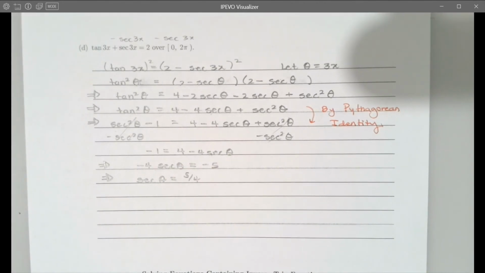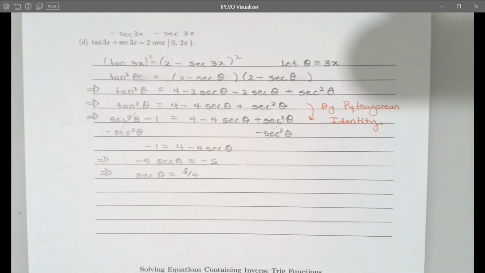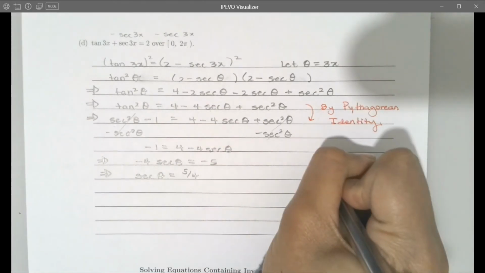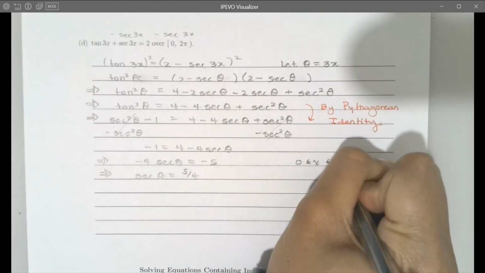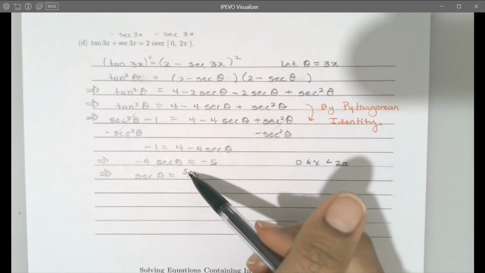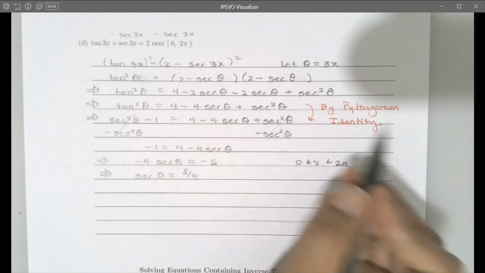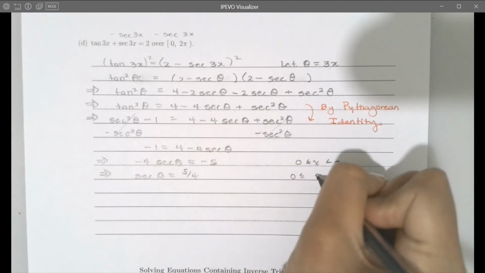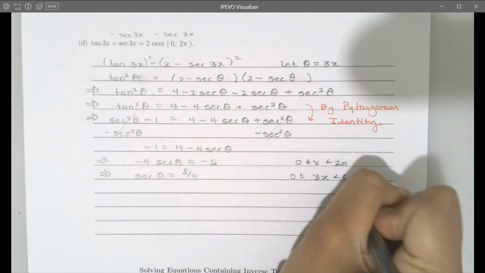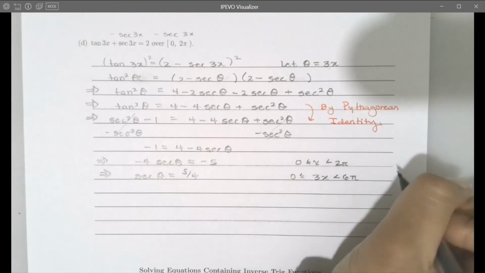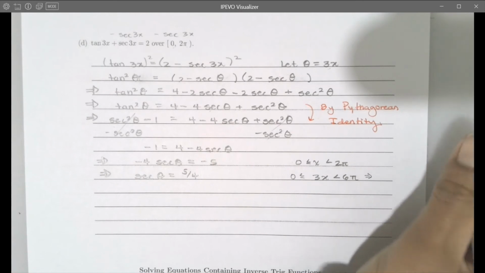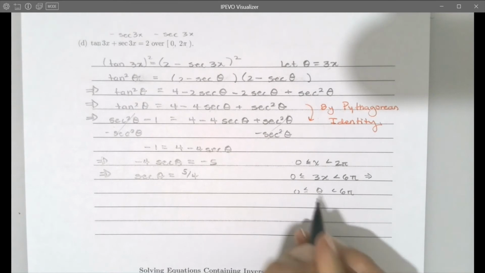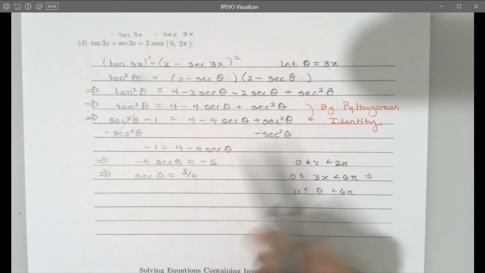Now, remember the range that we're working with. The original range was 0 to 2 pi for x, right? So x was between 0 and 2 pi. For theta, theta is representing 3x. So if we multiply all three parts of this by 3, we're going to get that 0 is less than or equal to 3x, which is less than 6 pi. Or in other words, we're looking for theta in the range of 0 to 6 pi. Okay, so all angles in that range that give us 5/4.